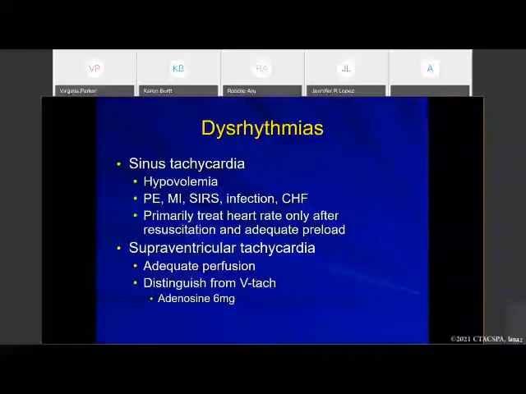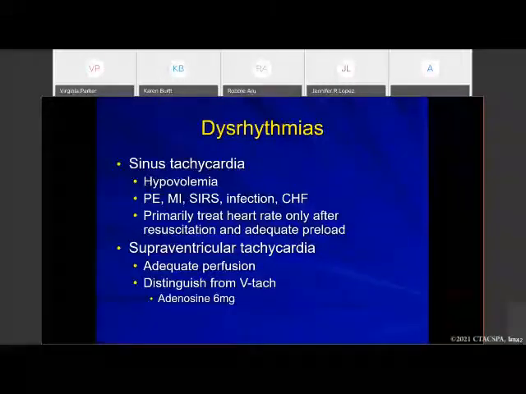So you want to treat the underlying cause, and if you convince yourself that maybe it's SIRS or congestive heart failure and it's not hypovolemia, then maybe you can treat it, because you obviously don't want them to stress out their heart and maybe you get an MI. Particularly if someone is older.